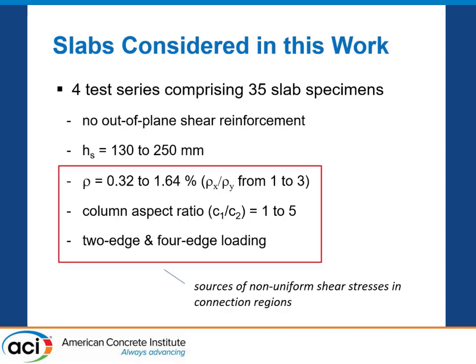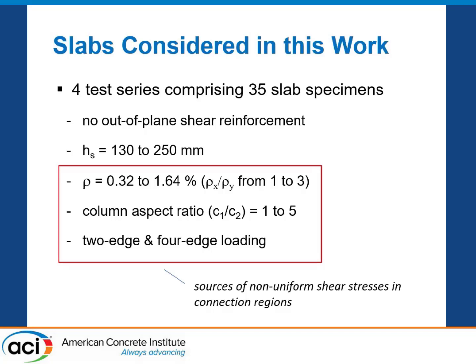So, as I mentioned before, we looked at 4 test series, with some common elements. None of them contained out-of-plane shear reinforcement. Thickness ranged from 130 to 250 millimeters. Reinforcement ratio from 0.3 to 1.6%. But really, the big key difference here is that rho X and rho Y were often not the same. So we had different planar reinforcement ratios, which causes funny things to occur at the connection.